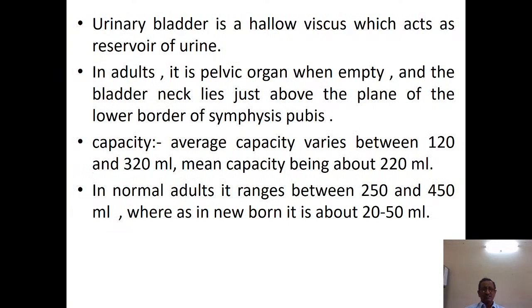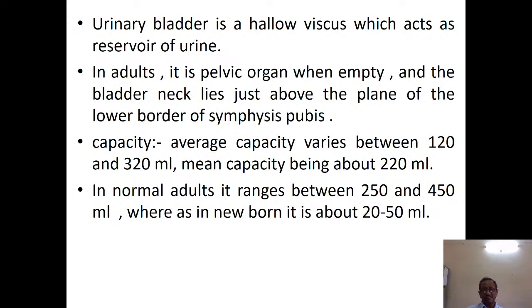So today's class is urinary bladder, urethra, ureter and skin as excretory organ. First we come to the urinary bladder. Urinary bladder is a hollow viscus which acts as a reservoir of urine. Hollow viscus, that means an organ which is empty, an organ which can accommodate something. And then it acts as a reservoir of urine.